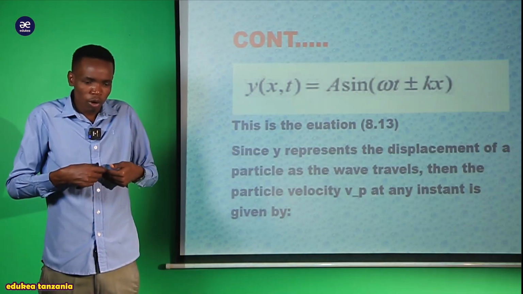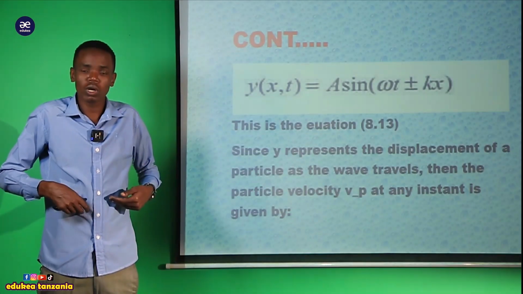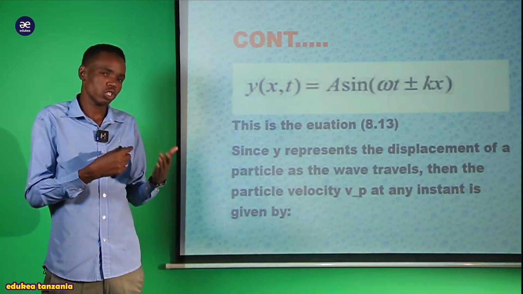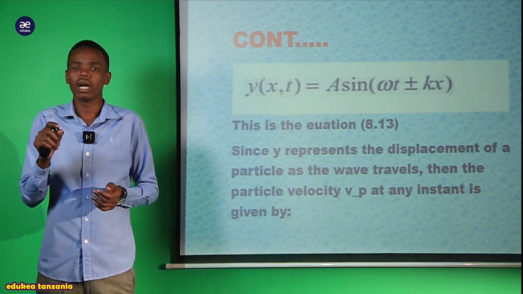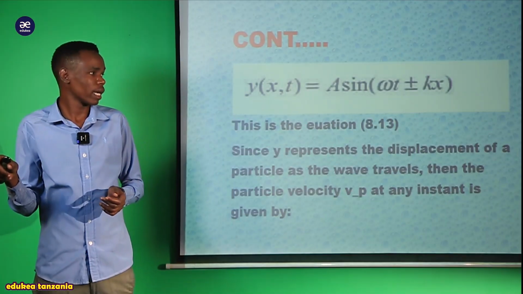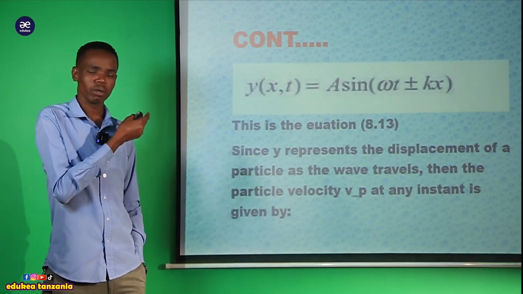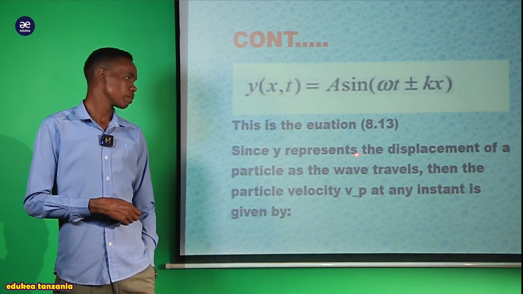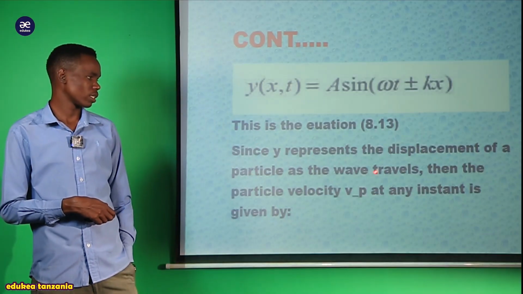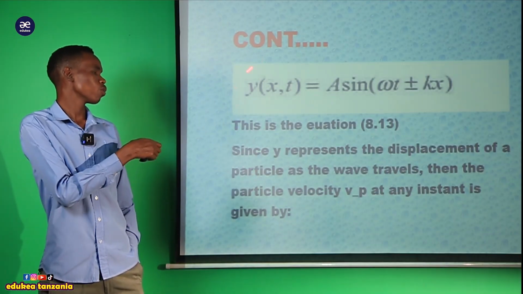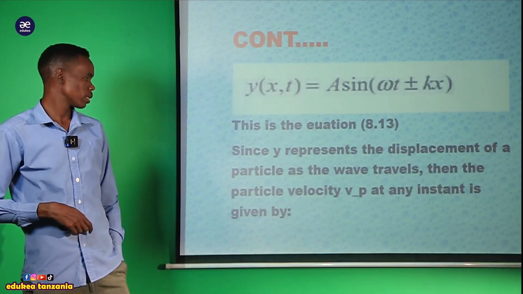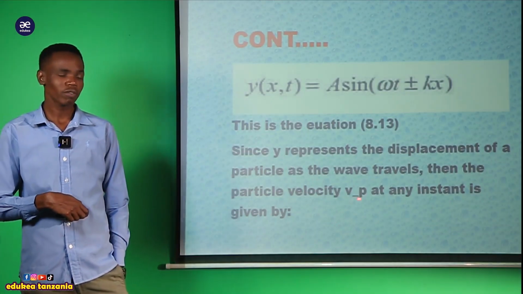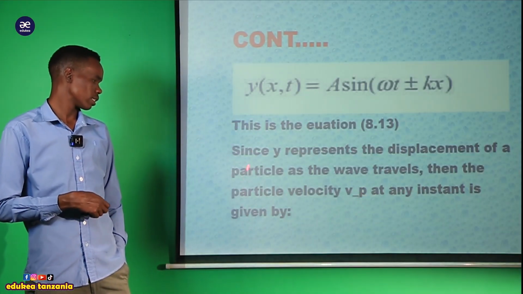Kwa sasa overall we should say that if those particle they try to move from the left to right, then right to left, should be expressed as a sin bracket wt plus or minus this kx, and this will be the equation number 13 for the topic number 8. So since y represent the displacement of the particle at the wave at travel, sasa tunajua kwanza kwamba huyu y ana express the displacement of a particle at the wave at travel, then the particle velocity vp at any instant is given by this one.